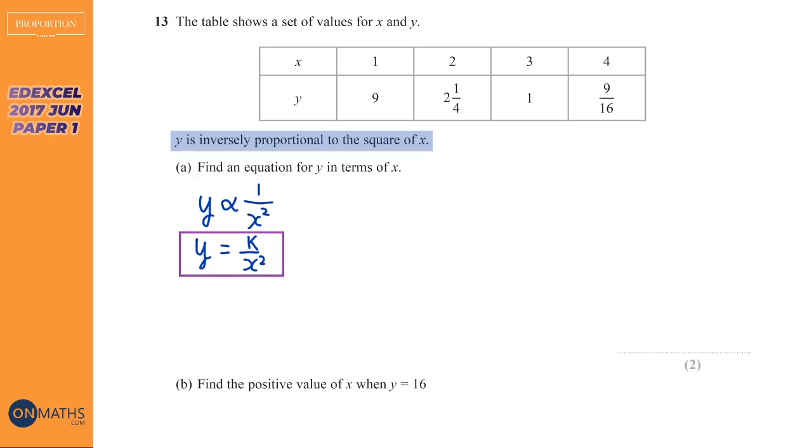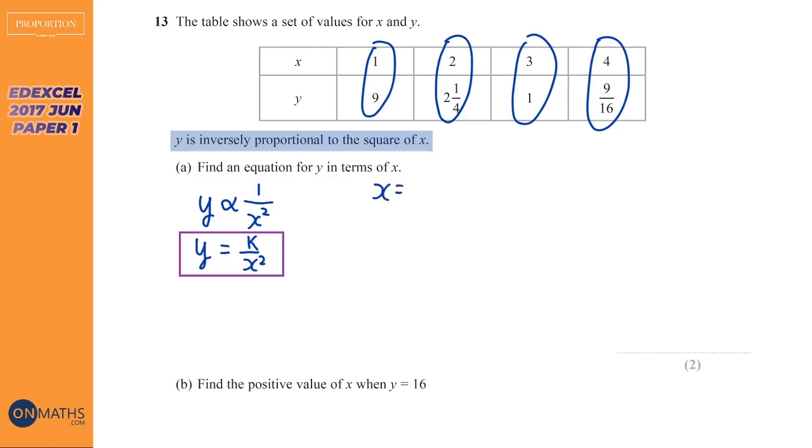So if I find a value of x and y that we know, I could pick any of these, and I'll pick the easiest one, which I think is x equals 1 and y equals 9. So I'm going to put that into the formula that I've put a purple box around. Instead of y, we're going to have 9 equals k over, instead of x squared, 1 squared, which is just 1. And I'm going to times both sides by 1, and you just get 9, k equals 9.